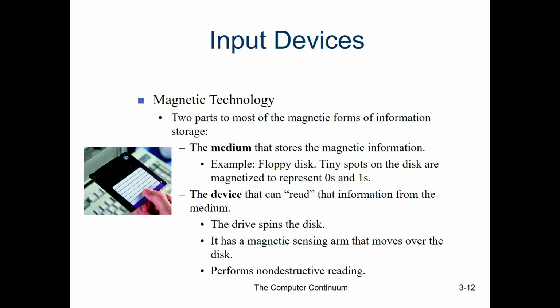So the device that can read that information from the medium, the drive, spins the disk. The drive, which we just discussed, spins the disk. It has a magnetic sensing arm. If you ever had a hard disk drive, you might have opened it up. If you ever have a chance to open it up, you must have seen a kind of arm, a metallic thing, which moves over the disk.